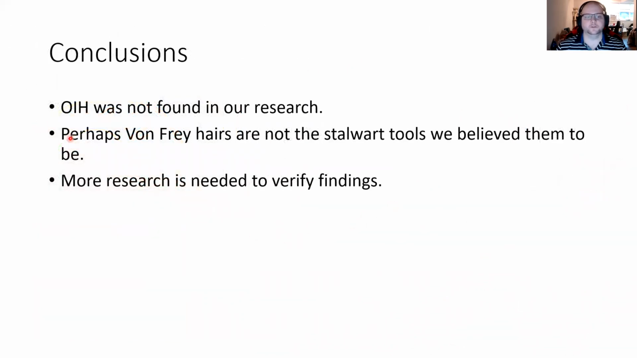So in conclusion, opioid-induced hyperalgesia was not discovered in our research. Von Frey hairs may not be the stalwart tool that we believe them to be, and more researchers really need to verify the findings, particularly in the opioid-induced hyperalgesia, to make sure that it either is or is not a real phenomenon.